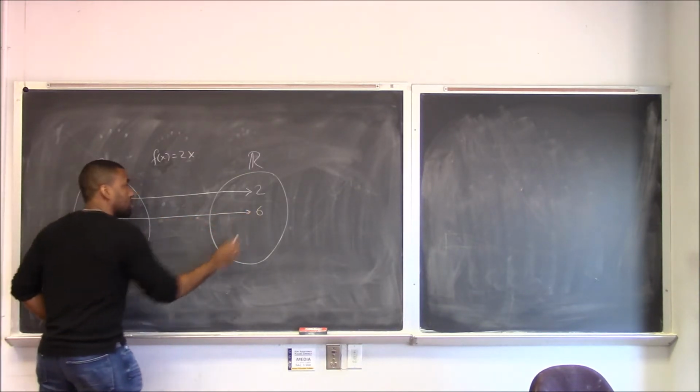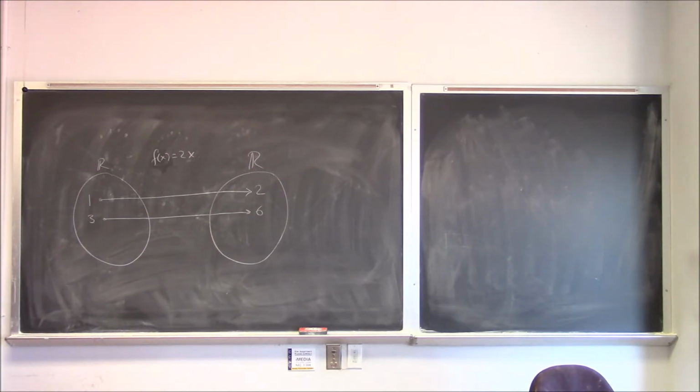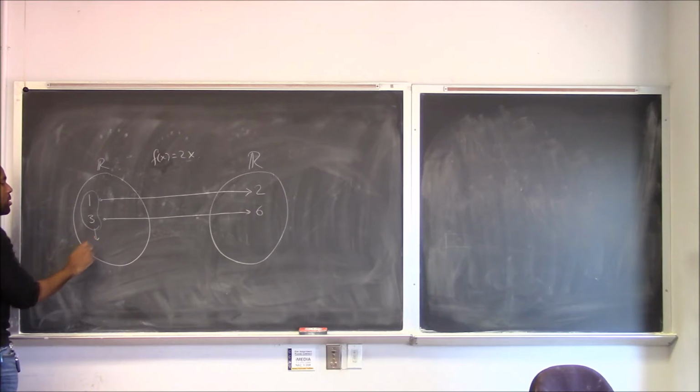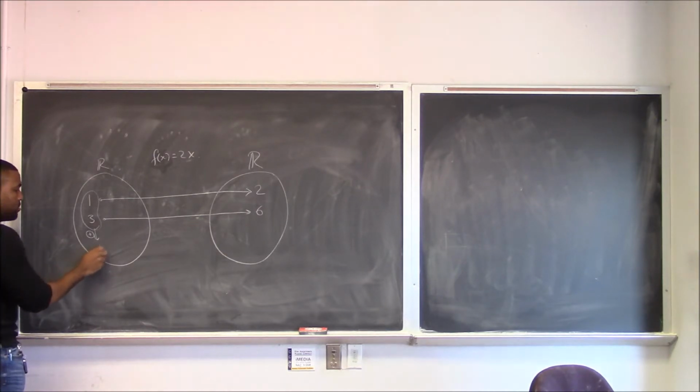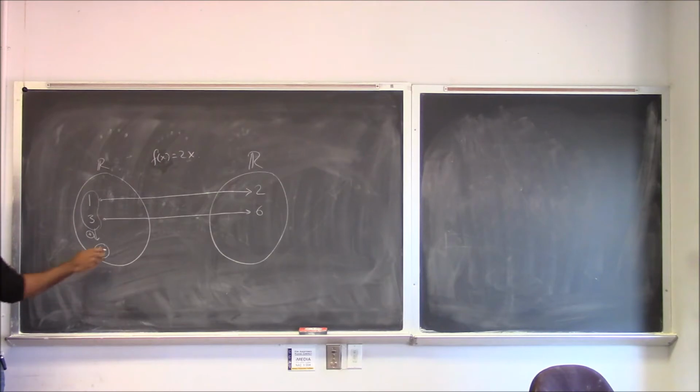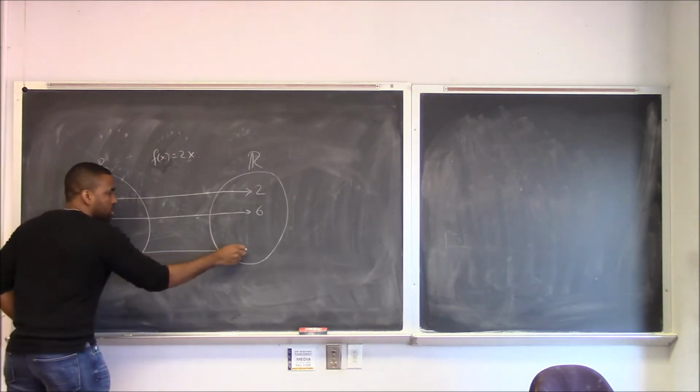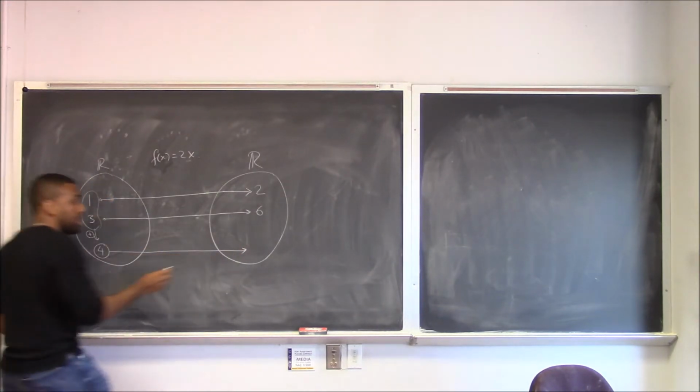6 under this function. Now let's say I combine these two in here. If I add them, what do I get? Right, so I did an addition operation and I add them. 4. I would get 4. Now what does that map to over here? 8. Maps to 8 under this function.